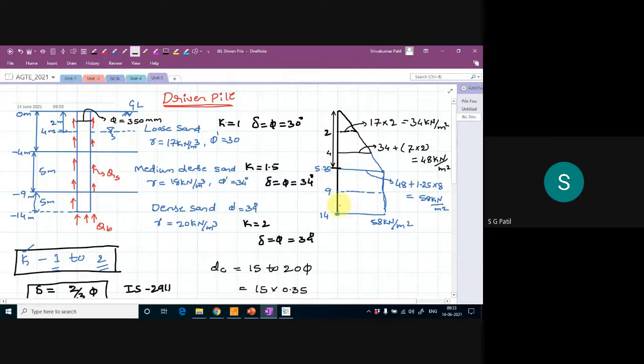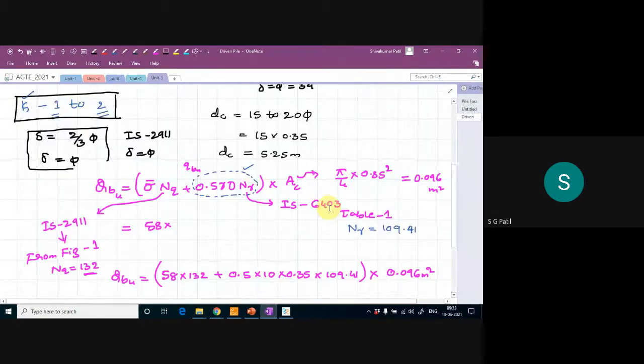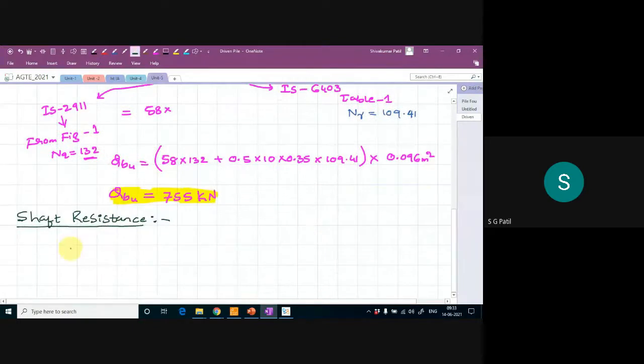Okay, so this I will call as QSU1. This is the first shaft, second shaft, third shaft, fourth shaft, fifth shaft. Like that, 5 shaft resistances I should calculate. So let us first do QSU1.